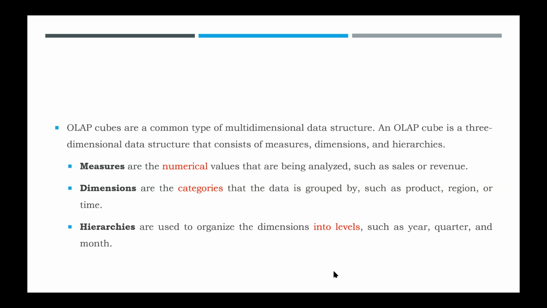OLAP cubes are commonly used multi-dimensional data structures. An OLAP cube is a three-dimensional data structure that contains measures, dimensions, and hierarchies. Measures are the numerical values that are being analyzed, such as sales or revenue. Dimensions are the categories that the data is grouped by, such as product, region, or time. Hierarchies are used to organize the dimensions into levels, such as year, quarter, and month. Now the OLAP operations: drill up and drill down are used to get quarterly, yearly, and monthly data. The yearly data can be drilled down to get the quarterly, and again drilled down to get the monthly data of an organization.